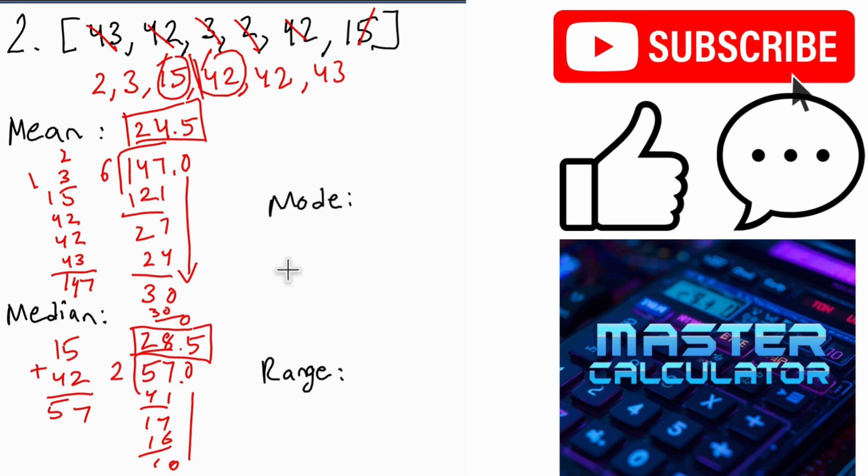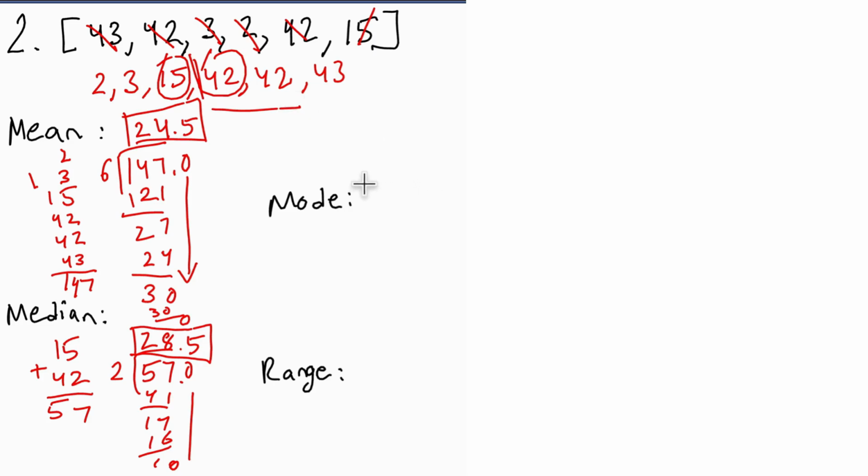Next one, we have our mode. Our mode is the most common number. So which number is repeated multiple times? 42 is repeated multiple times, so that's our mode. Finally, we have range. Our range is our biggest number minus our smallest number. 43 minus 2, and the range is 41. So our mean is 24.5, median is 28.5, mode is 42, and range is 41.